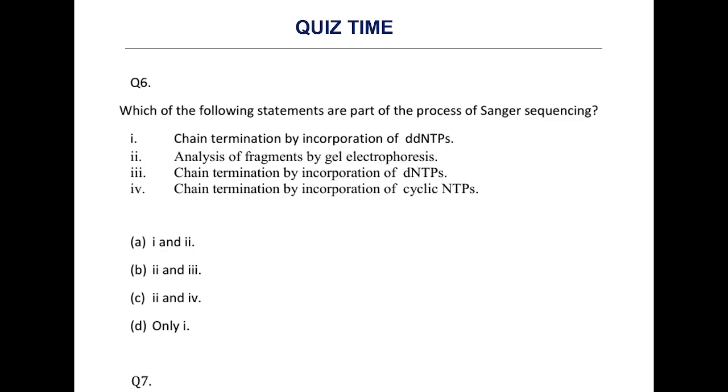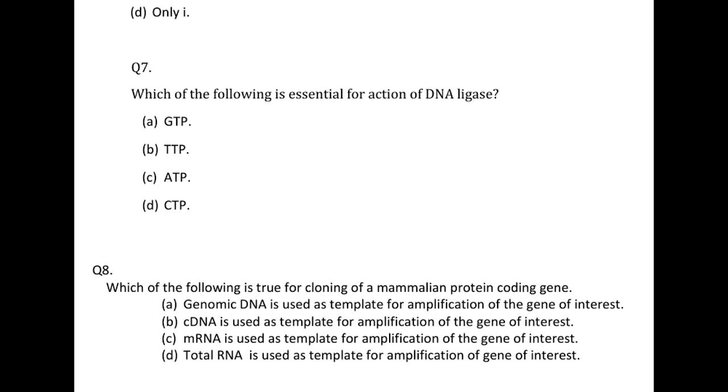Analysis of fragments by gel electrophoresis, yes, that's fine, because the resulting DNA fragments of varying lengths are separated and it helps you to determine the sequence. Chain termination by incorporation of dNTPs is wrong because we have already used the ddNTPs. And chain termination by cyclic NTPs: cyclic nucleotides are not used in this particular process. So only 1 and 2 are correct. That is option A.